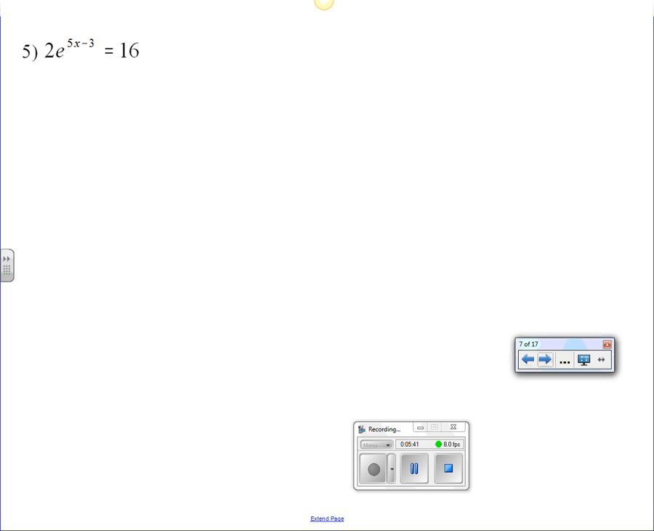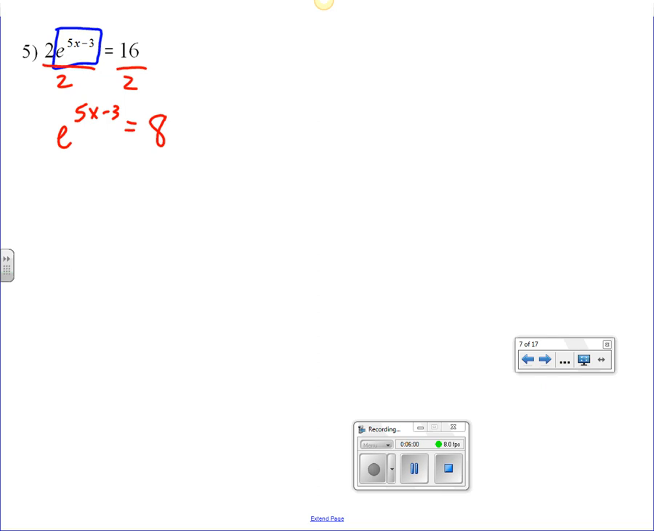All right, the next one. So you have to get this piece by itself first. The first thing you're going to do is divide by 2, which gives you e to the 5x minus 3 equals 8.